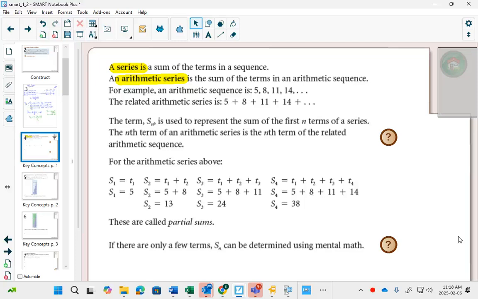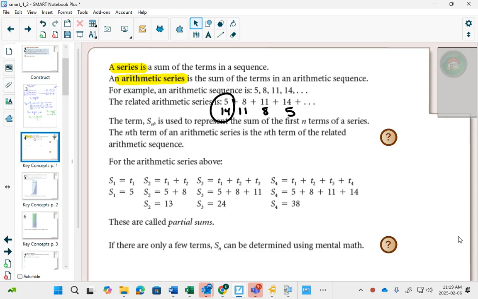And what we noticed was that if I write this backwards, the first and that last term add up to the same thing as every single one. So we always end up with n of them.